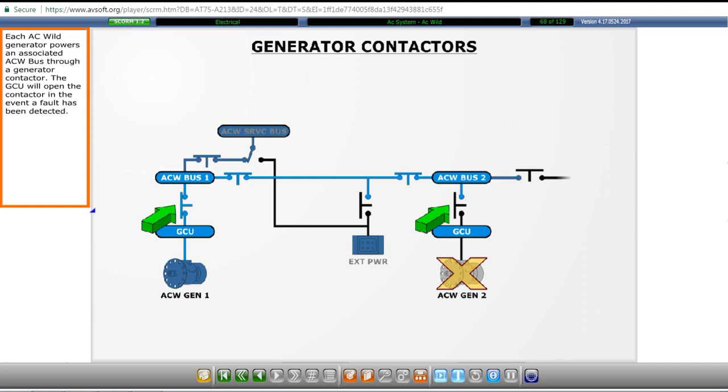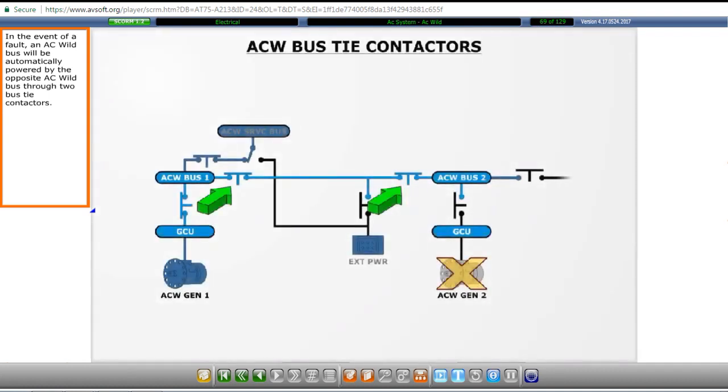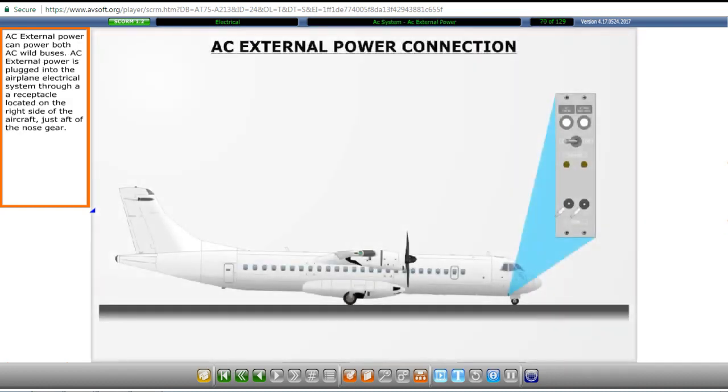Each AC Wild generator powers an associated AC Wild bus through a generator contactor. The GCU will open the contactor in the event a fault has been detected. In the event of a fault, an AC Wild bus will be automatically powered by the opposite AC Wild bus through two bus tie contactors.